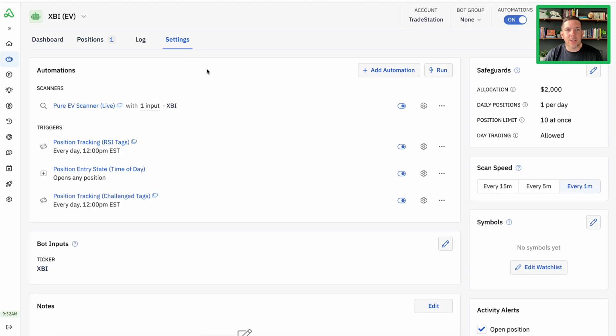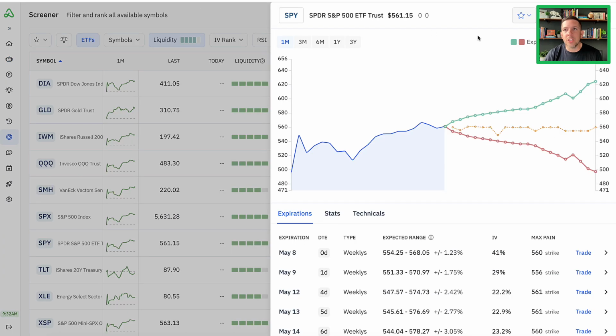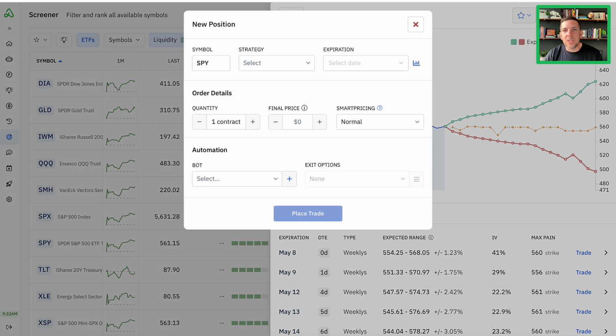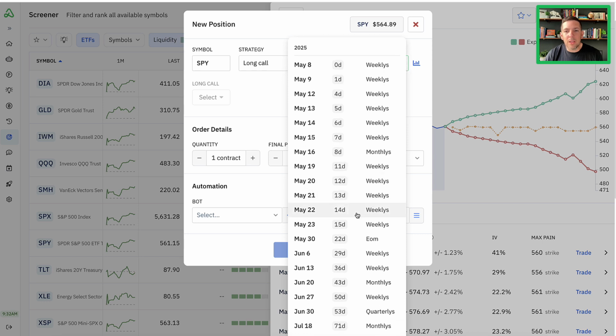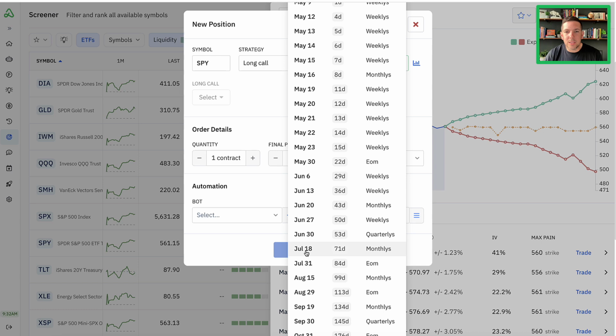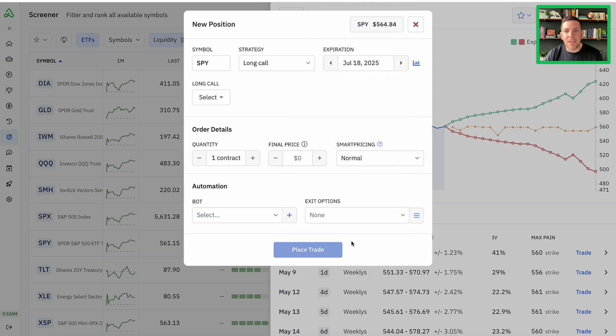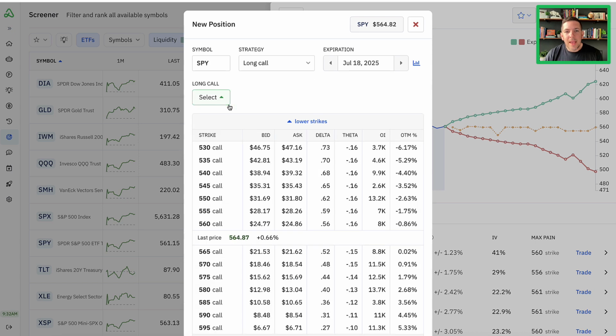So let me jump over here to show you an example inside of Option Alpha. So let's just take a new position here in SPY, okay? And I'm just going to do a long call option. And let's actually go out a little bit further. So we'll go out like to July 18th. This is 71 days out, okay? So July 18th, 71 days out. And right now the S&P is trading at about, or SPY is trading about 565, essentially, okay?